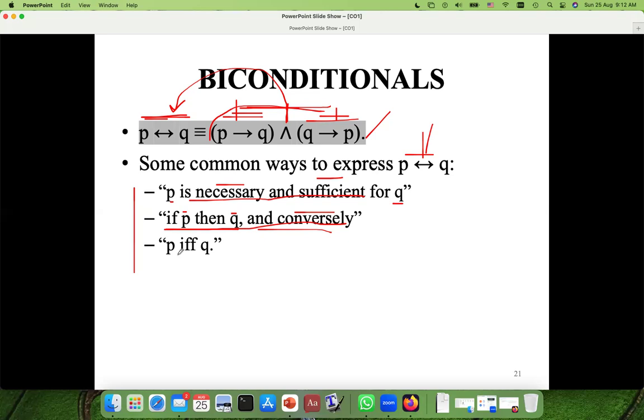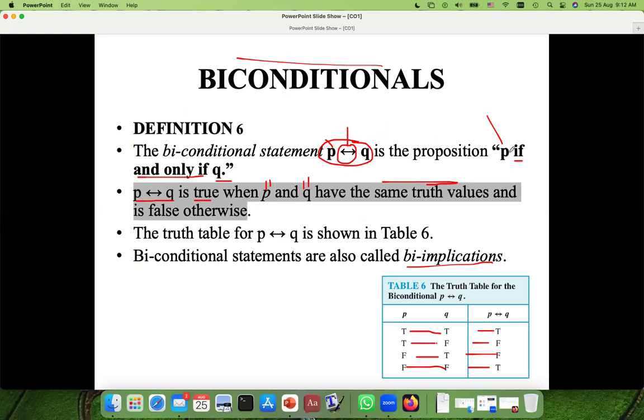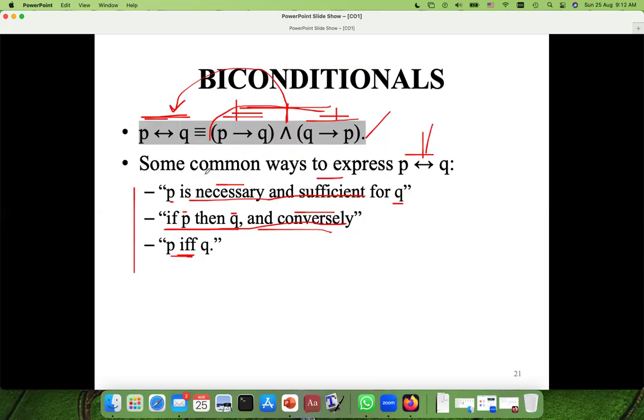So, if and only if. P if and only if Q. If you find something like this, if and only if, this also means biimplication.